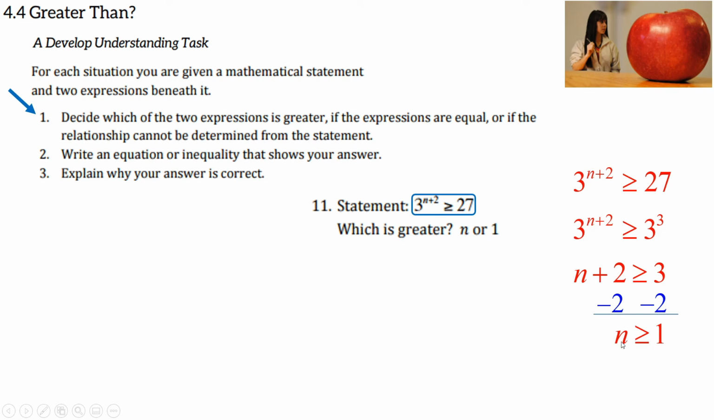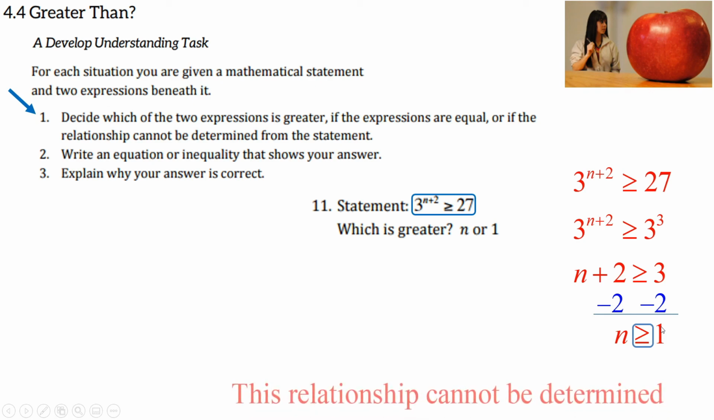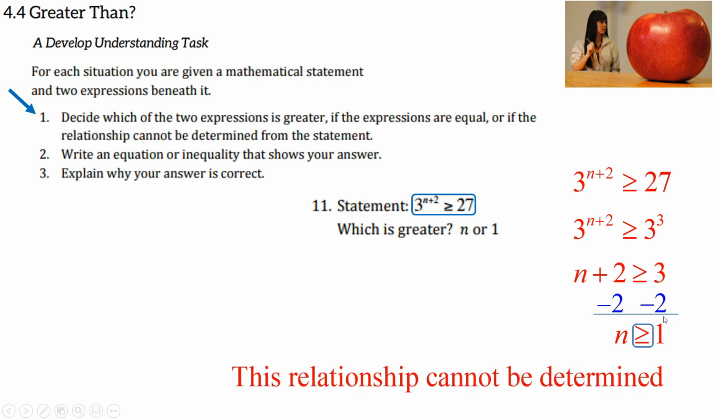Well, we just said n is, oh no, this is another frowny face, because n is greater than or equal to 1, but I don't know which one. This relationship cannot be determined. Okay, so write the inequality or equation that shows this. Well, I just know n is greater than or equal to 1 right there.